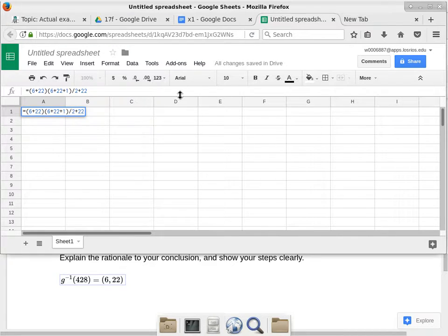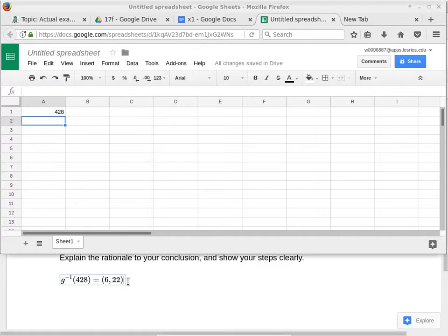Formula parse error. What did I do wrong here? Maybe put a multiplication. Oh, yeah, it doesn't understand just that. Okay. Yep, okay, so this part is right.